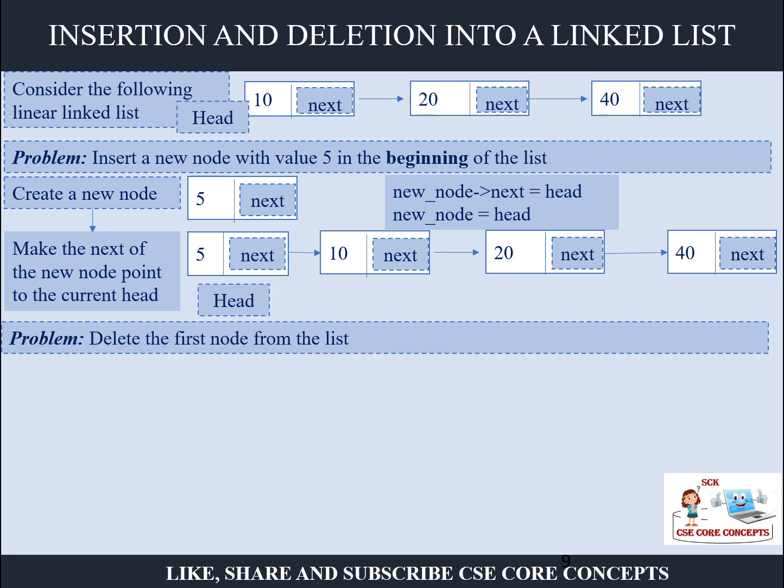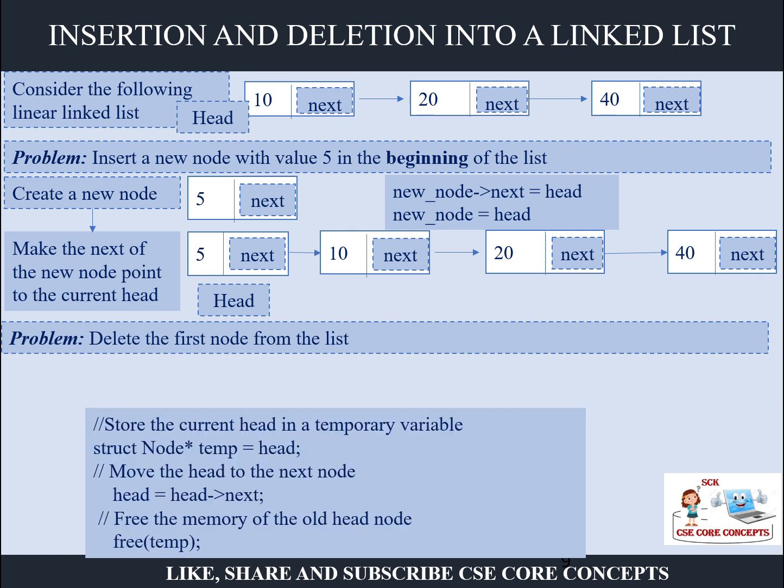Now if I want to delete this first node, what will I do? I will have to remove 5, right? So before removing 5, I have to cut this logical link. How to cut this logical link? I have to make 10 the head, right? So head is currently 5. So head's next will become my current head. Who is head's next? 10. So 10 will become my current head. And I can free my current head.